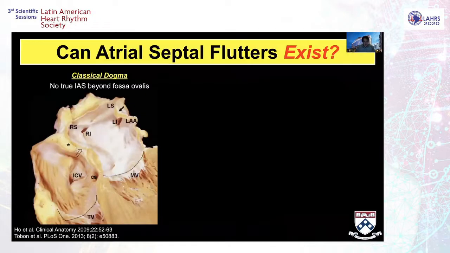Can septal flutter even exist? When we looked at our experience with these challenging tachycardias, which had been eliminated from the right or left interatrial septum, we were quite puzzled, as the classical anatomical teaching is that there is no true interatrial septum beyond the fossa ovalis, which is per se a fibrotic structure.